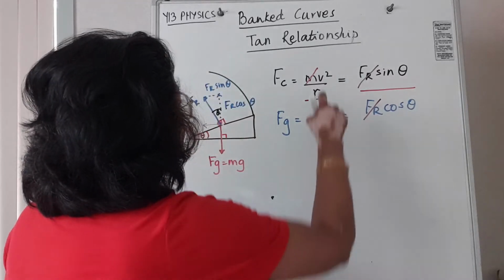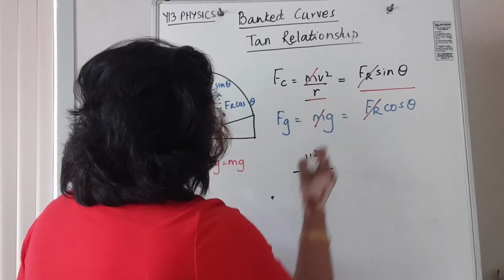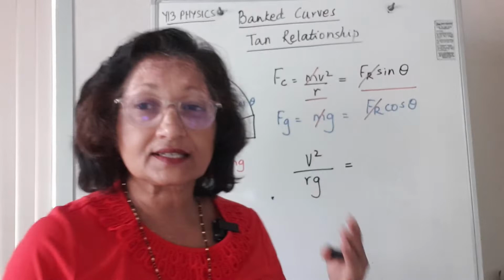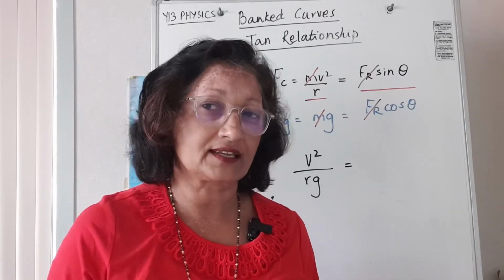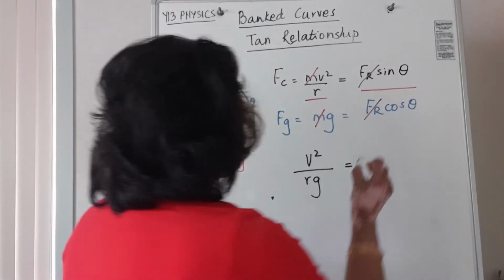So on this side, we get v squared over rg is equal to, now when you divide sine theta by cos theta, you get tan theta. If you haven't already learned it in maths, you probably will in the next lesson or so. Okay?